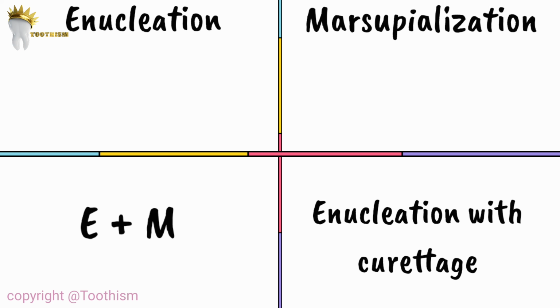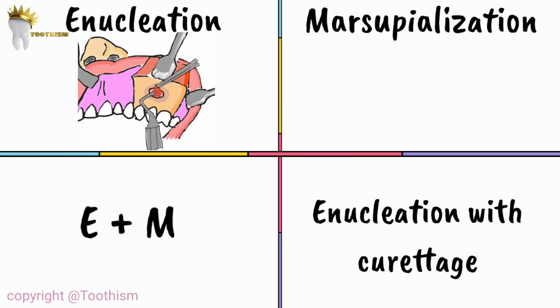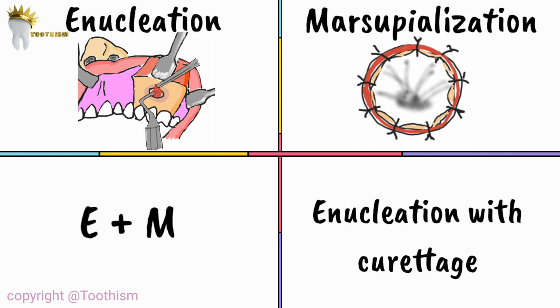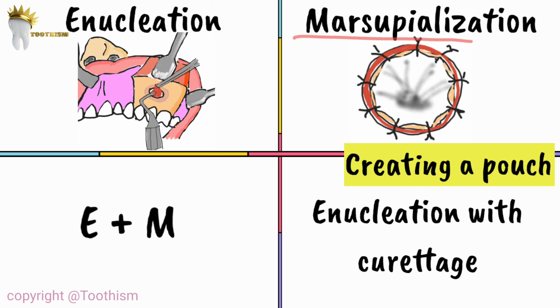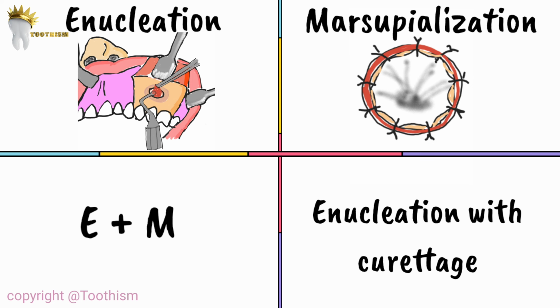So there are four basic methods to treat the cyst of the jaw. Enucleation, which means getting the cyst out completely. Marsupialization. In Latin, the word marsupial means creating a pouch. So marsupialization means we are converting the cyst into a pouch. The third method is the combination of the two, and fourth is enucleation with curettage. Let's learn each one in depth now.